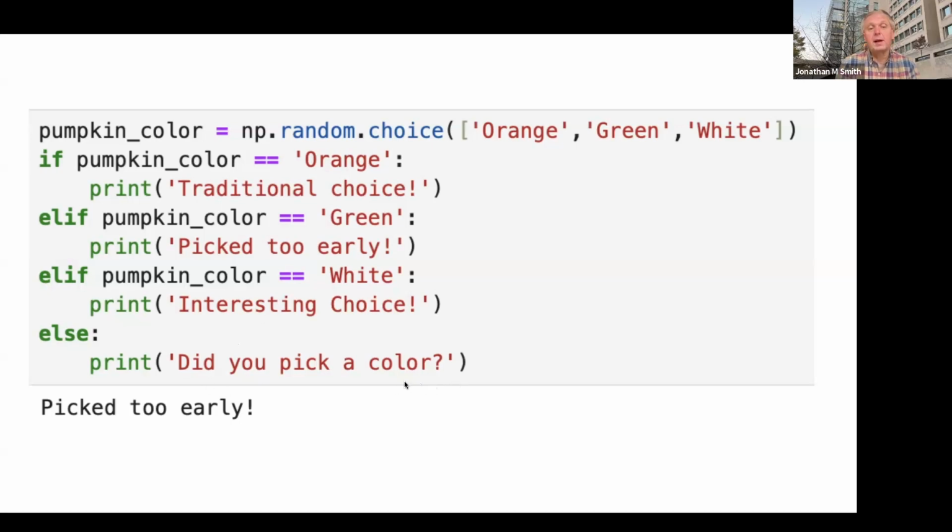So here, did you pick a color? Well, of course, the way this is constructed, we will actually never get to this statement. But you can imagine if someone put in a value themselves, then it could come out this way. So in this particular case, we got picked too early. Why? Because here the color evidently came out green. And just for fun, we said pick too early. So that's a summary of what we'd like to have in hand for the quiz. So good luck with that.